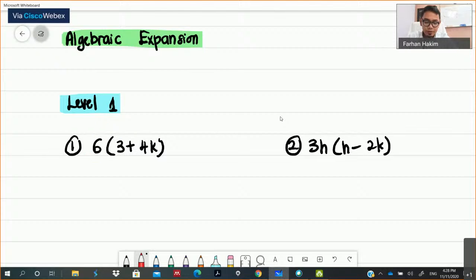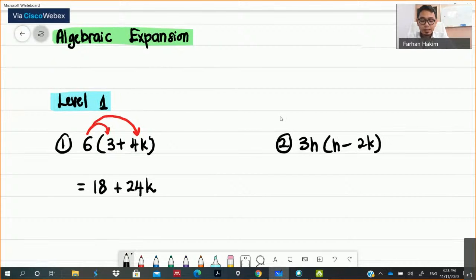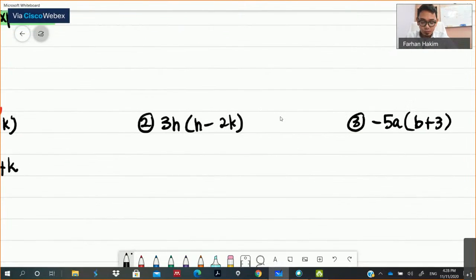So we have to multiply everything, right? So 6 will multiply with 3 and 6 multiply with 4k. I'm going to do it one by one. 6 multiplied with 3 will get 18. And then 6 multiplied with 4k. 6 multiplied with 4 will get 24, and you write that k there. All right, so let's go to question number 2.